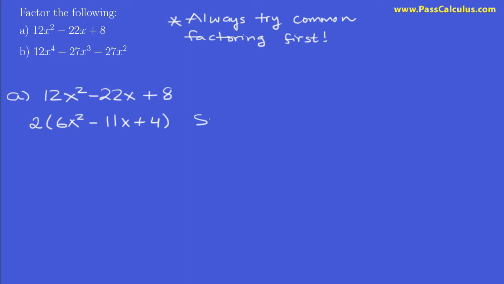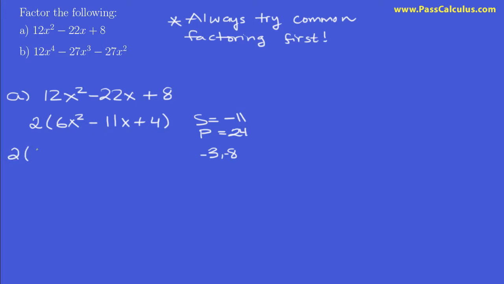So what's the sum and product here? Well, the sum should be negative 11. And the product should be 6 times 4, which is 24. So what two numbers have a sum of negative 11 and a product of 24? I think we could use 3 and 8, but they both have to be negative. Negative 3 plus negative 8 is negative 11, and negative 3 times negative 8 is positive 24. So let's use our technique of breaking this middle term up.